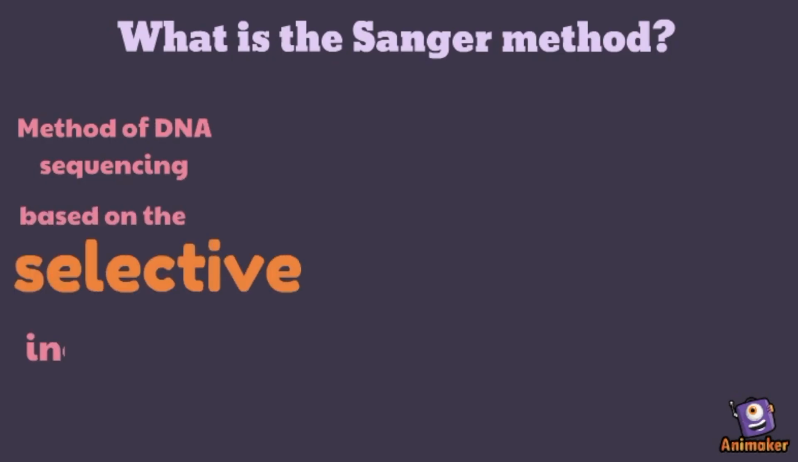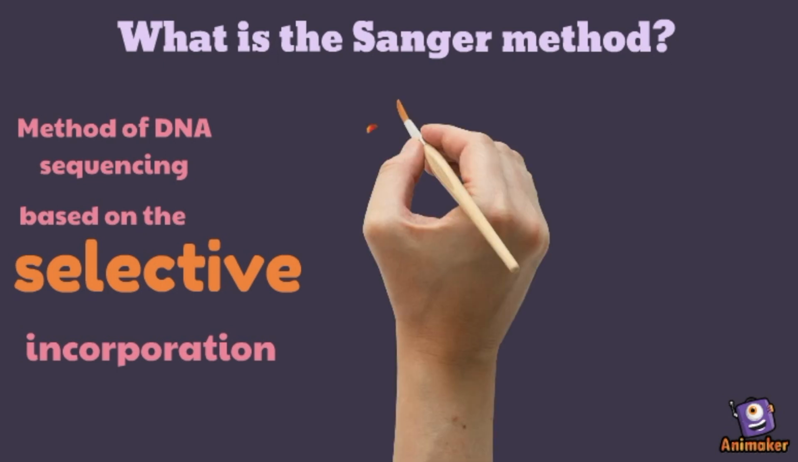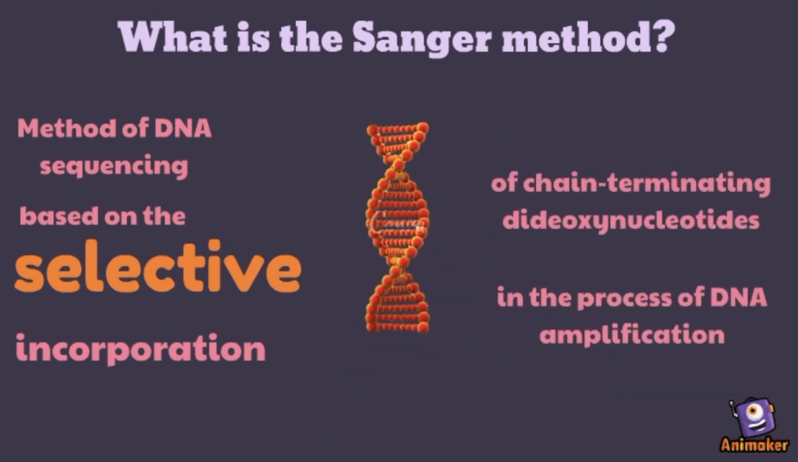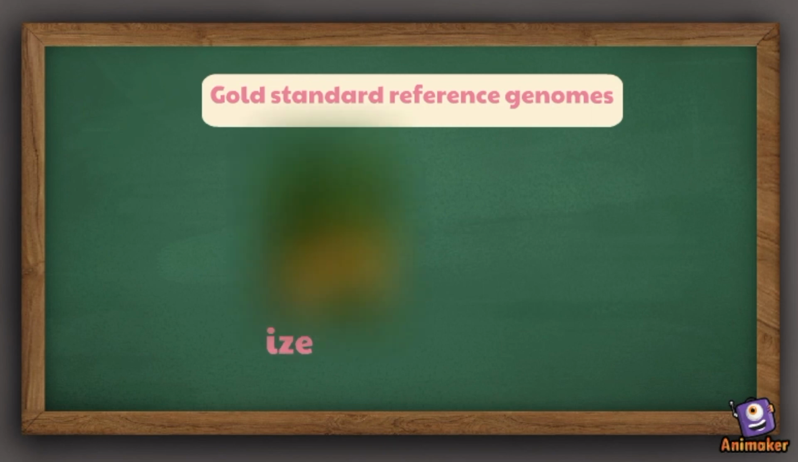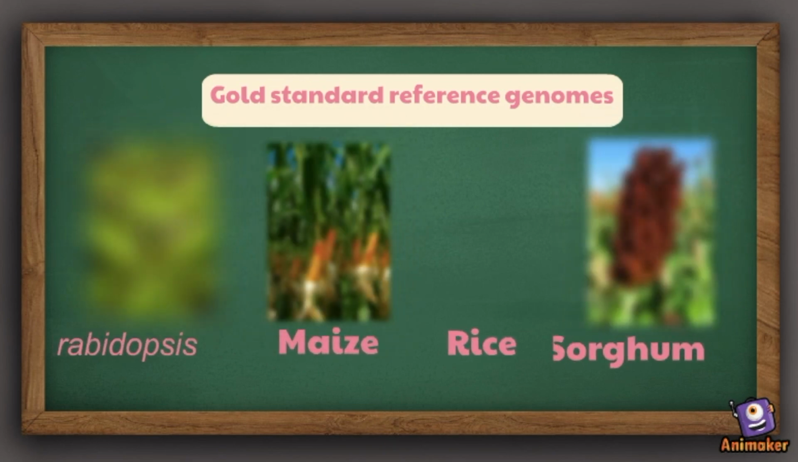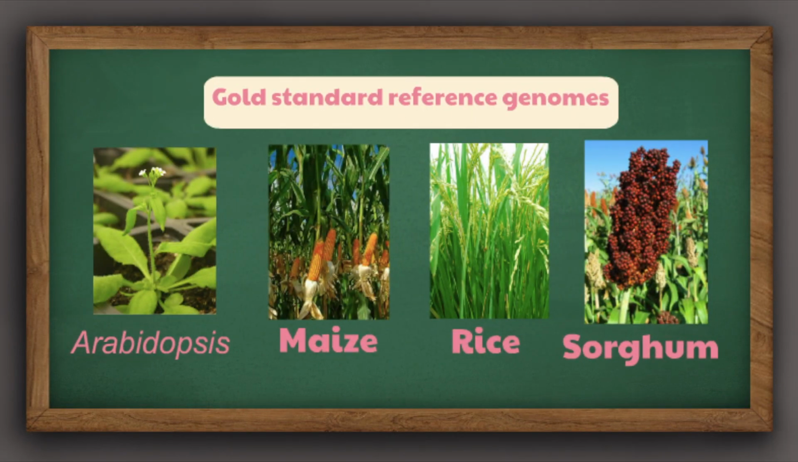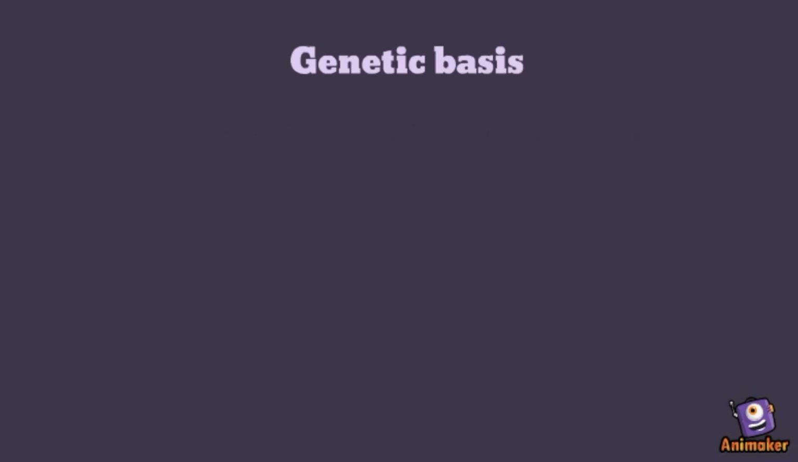Sanger sequencing is a method of DNA sequencing based on the selective incorporation of chain-terminating deoxynucleotides in the process of DNA amplification. A set of gold standard reference genomes for Arabidopsis, rice, sorghum, and maize were first sequenced using reiterative Sanger-based approaches along the minimal filling path of bacterial artificial chromosomes, or BACs.